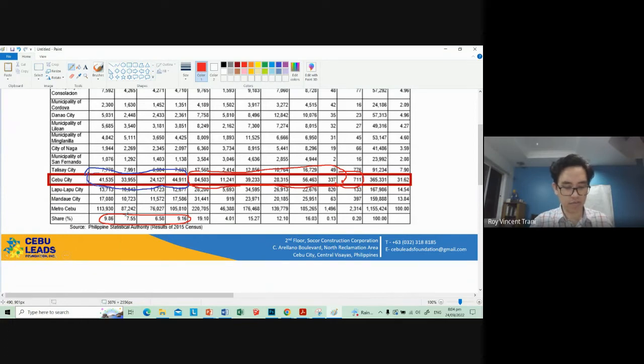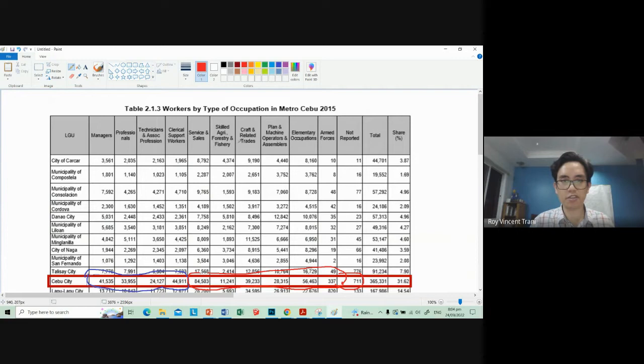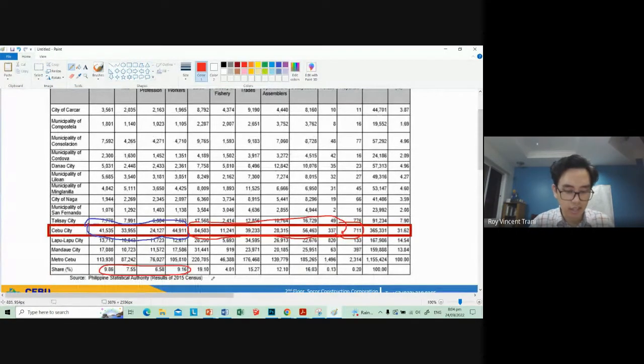So 9 plus 9 plus 7 plus 6, that's about 31% ready. And then over here, sales, skilled workers, crafts, plant machine operators, elementary occupations is 19. So they should add up to 70 plus 4 plus 15 plus 16 plus 0.3. Oh, it's about 54. I must have missed my math somewhere. But anyway, something like a 60-40 split on private and public transportation.